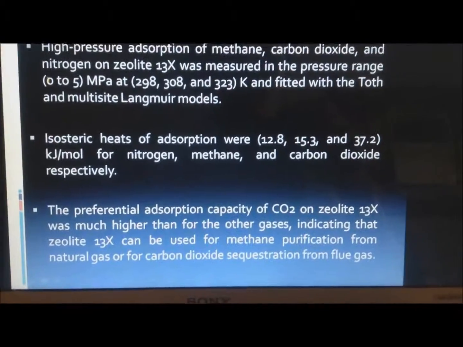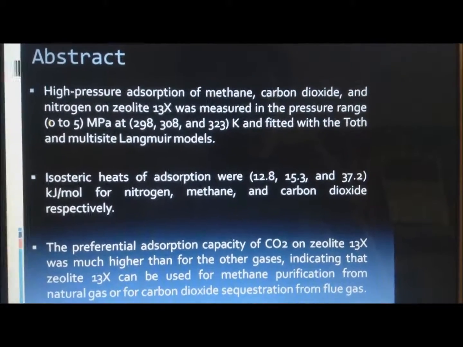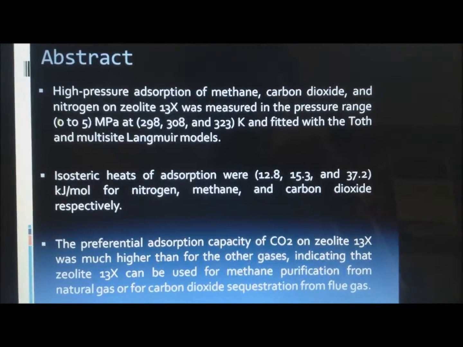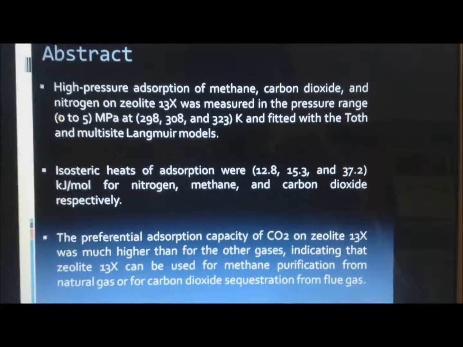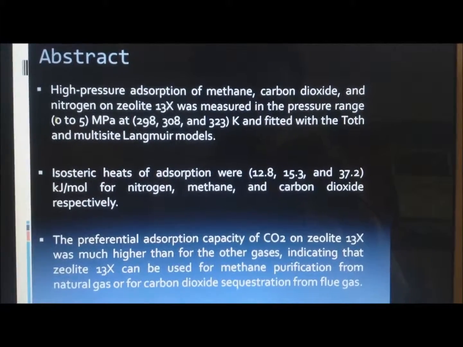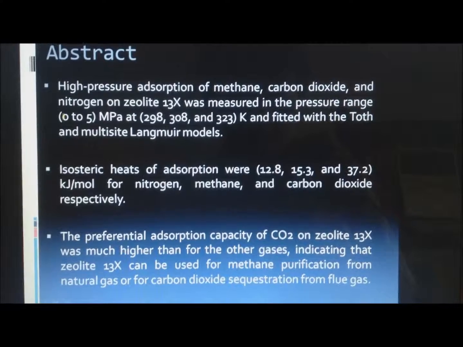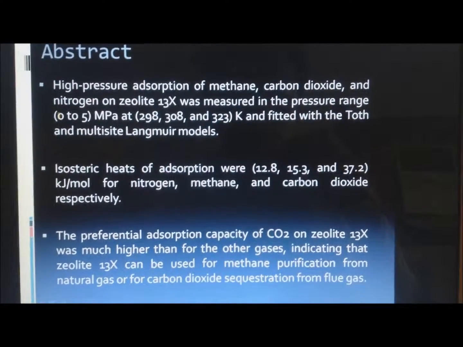The preferential adsorption capacity of carbon dioxide on zeolite 13X was much higher than for other gases, indicating that zeolite 13X can be used for methane purification from natural gas or for carbon dioxide sequestration from flue gas.